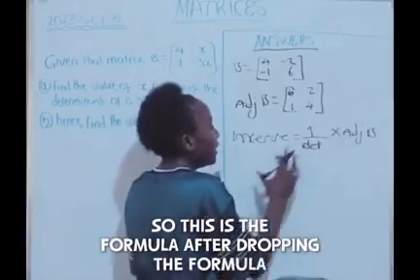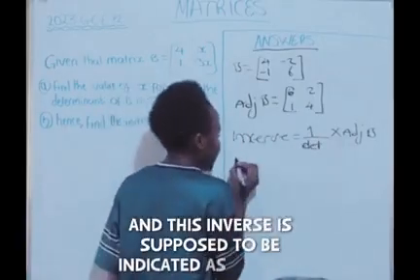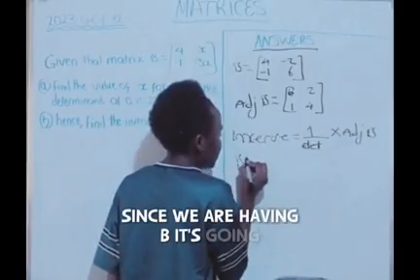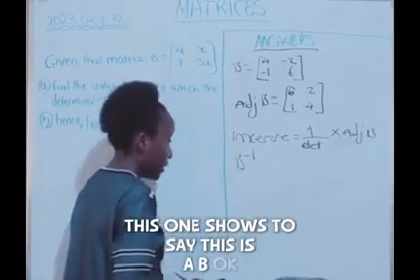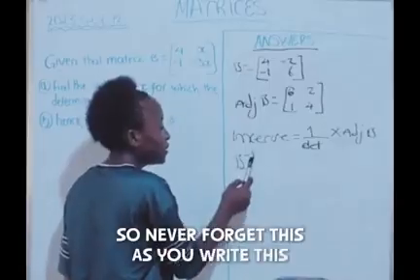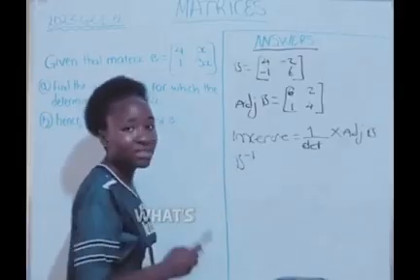After drafting the formula, now we are going to indicate the inverse. This inverse is supposed to be indicated like this. Since we have B, it's going to be indicated as this. This shows that this is the inverse. So never forget this. As you write this, you're supposed to indicate this. You earn a mark for this, because it shows you're finding the inverse.